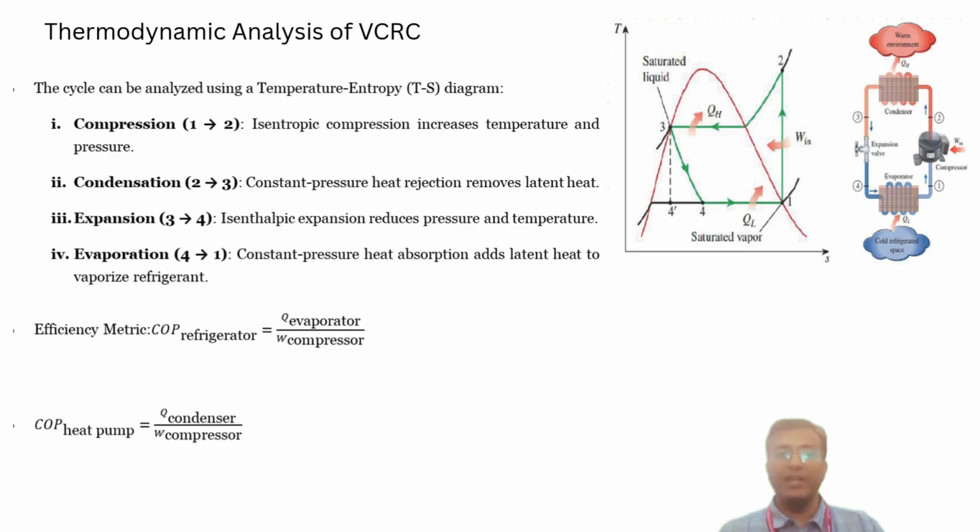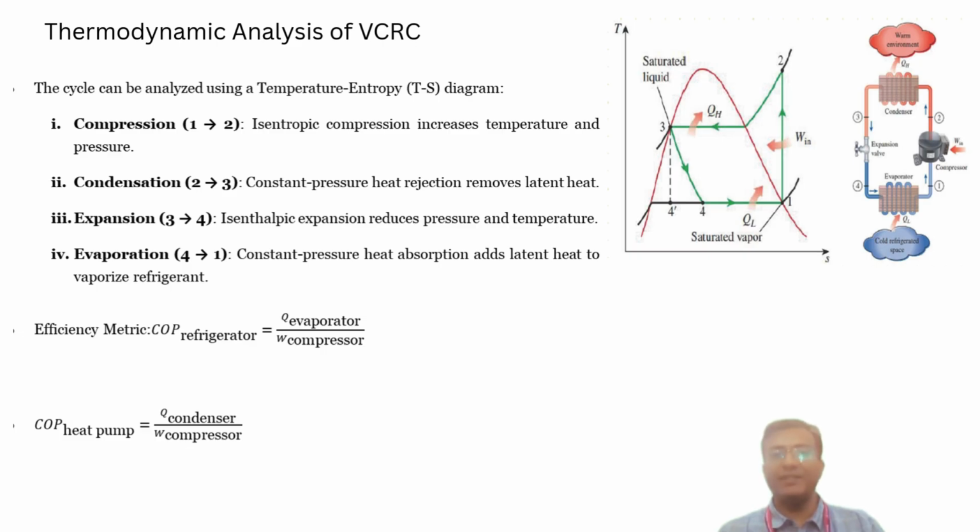The fourth is the evaporation from 4 to 1. In the evaporator, the refrigerant absorbs heat at constant pressure, vaporizing completely into low pressure vapor. This heat absorption cools the surroundings, like your refrigerator interior. On the TS diagram, it's another horizontal line showing the heat gain.